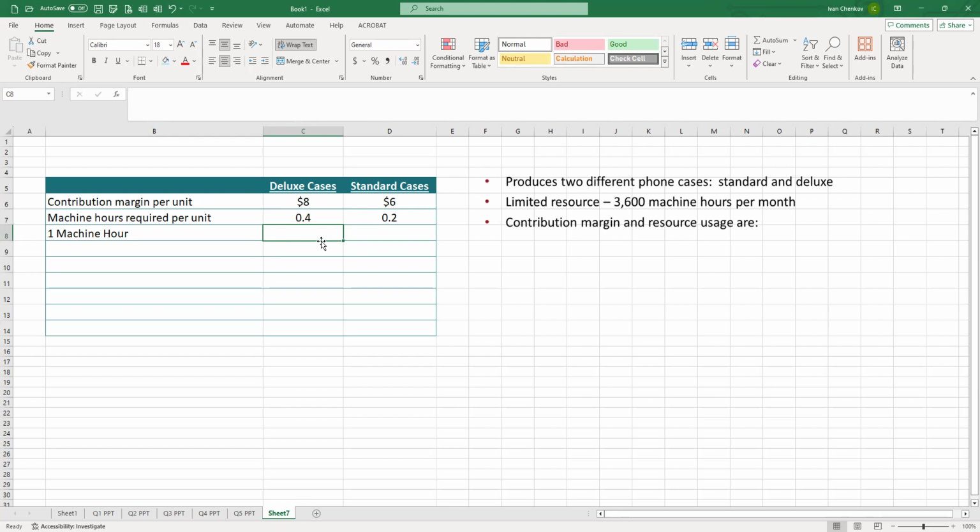For 1 hour, how many units can I generate on the deluxe? Three. Is it 1 point? 3 points? 1.2, right? No, 1 machine hour. And for 1 machine hour, how many units of the standard case can I produce?